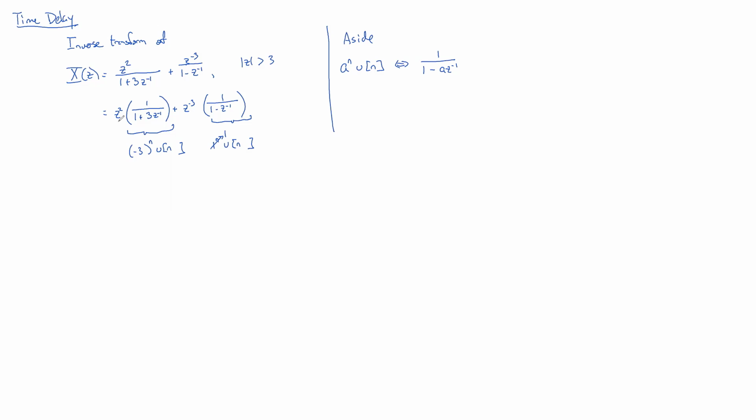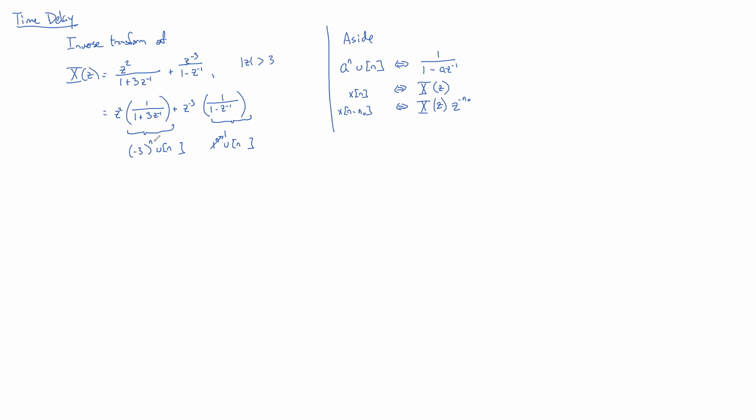The z squared means that we've shifted everything. There's a property that says if you have an x of n that has this z transform, then if you delay that by some amount, that's just like taking the original undelayed transform and multiplying it by z to the negative n naught. So here we can see that this n naught is going to be negative 2.